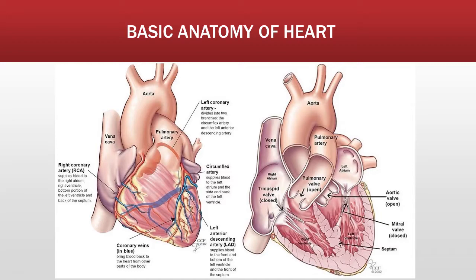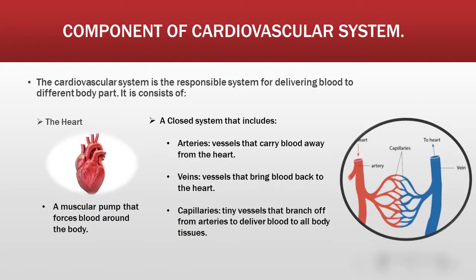Firstly, we have to know the basic anatomy of the heart. The basic anatomy of the heart consists of the vena cava, aorta, pulmonary artery, left coronary artery, coronary veins, and right coronary artery. The left coronary artery divides into two branches, the circumflex artery and the left anterior descending artery. The circumflex artery supplies blood to the left atrium and the side and the back of the left ventricle. Meanwhile, the left anterior descending artery supplies blood to the front and the bottom of the left ventricle and the front of the septum.